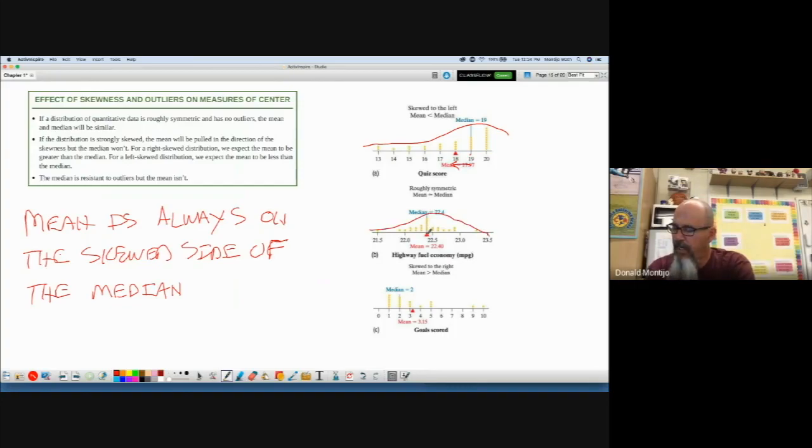Therefore, the mean and median are roughly the same. And in dot plot C, the data is strongly right skewed. So the median's at 2, but the mean is out here at 3.15 because the mean is always on the skewed side of the median. Why? The median is resistant to those outliers. It doesn't really affect the median, okay? But the mean is not resistant. Therefore, it is pulled or dragged towards that skewed side.